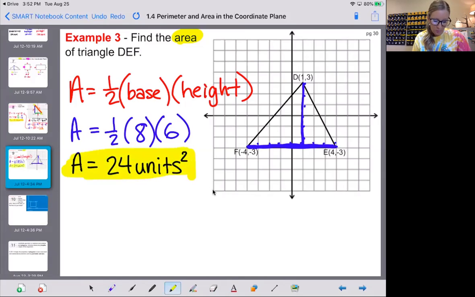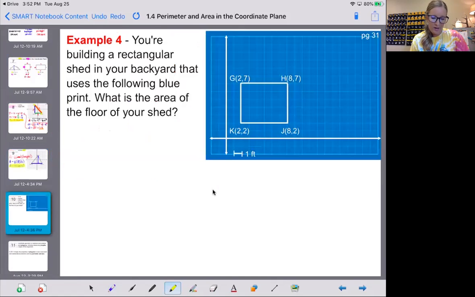All right. We have one more problem, and then we'll be done for the day. It says, you are building a rectangular shed in your backyard, and it's going to use the blueprint that's given over here in the corner. It wants to know what is the area of the floor of your shed. So if you look at the blueprint, it's like we're looking straight down on the shed, and that's the floor that you're looking at there. They want to know what is the area.